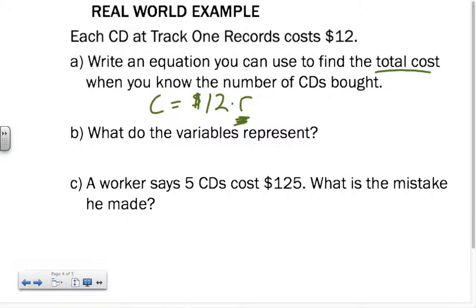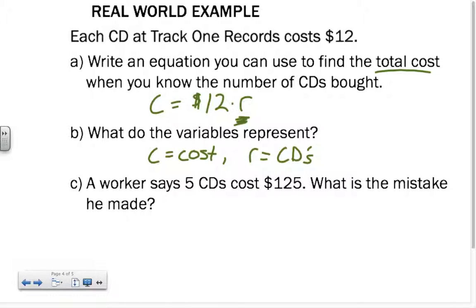So what do the variables represent? And this is going to be a huge thing that we use from now until the end of the year: defining your variables. It's more than just writing variables, but we need to know what they mean. So in this instance, our C represents cost or total cost, and that R represents the number of CDs you buy. Make sure you define your variables. Just like you're writing a paper, you want to have an introductory paragraph when you first open up what you're writing about. It's the same concept. You need to know what you're talking about. C equals 12 times R doesn't mean anything unless C has a value. C is cost. R means nothing unless it has a value. R is CDs.